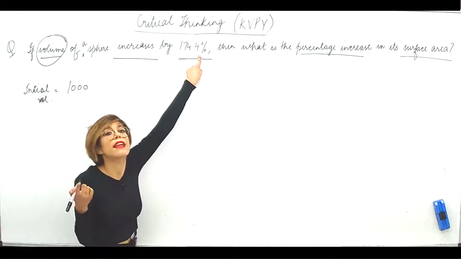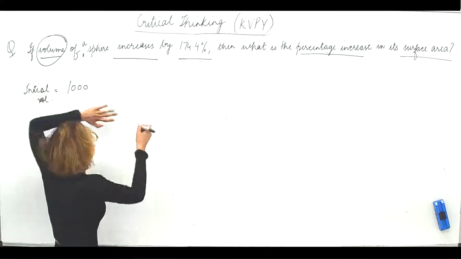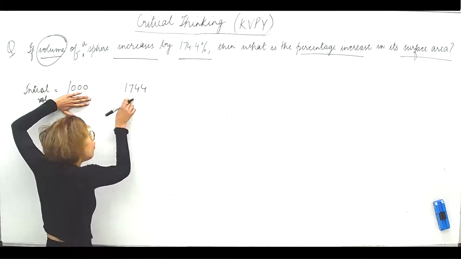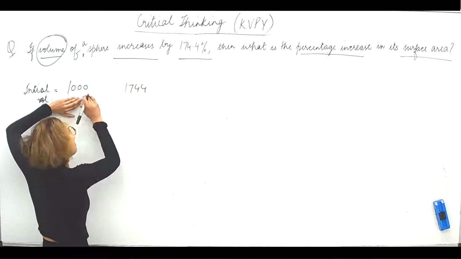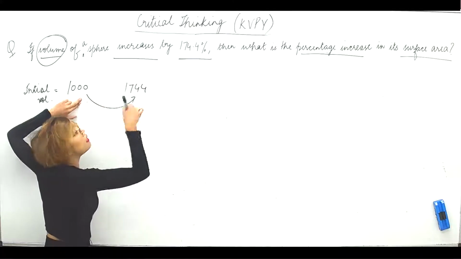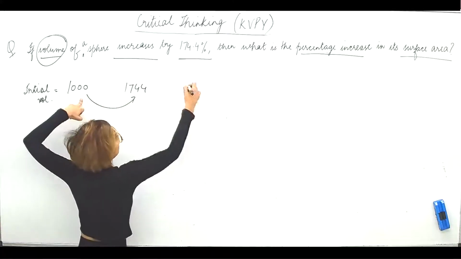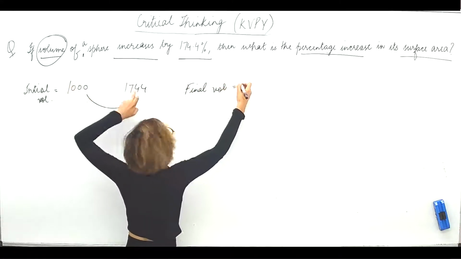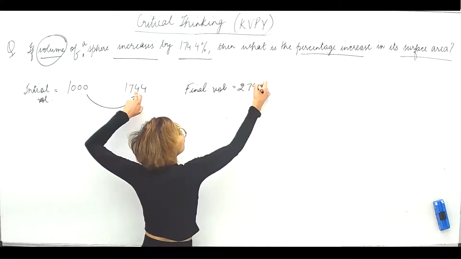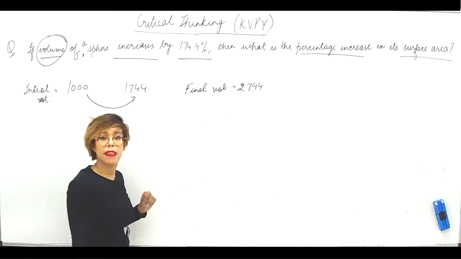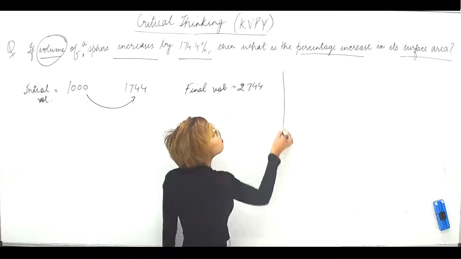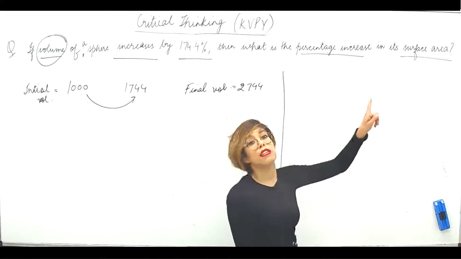174.4%. That means, कितना increase हुआ है इसमें? That means, I need to add 1744 more in this. अभी इतना increase हुआ है, इसमें add करना, right? So, the later or the final volume should turn out to be this plus this, which is 2744. Right? Okay. Now, I am interested in the percentage increase in its surface area.